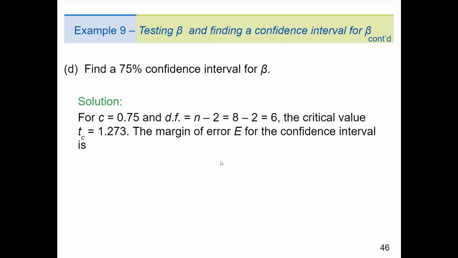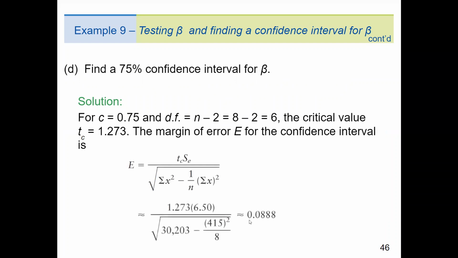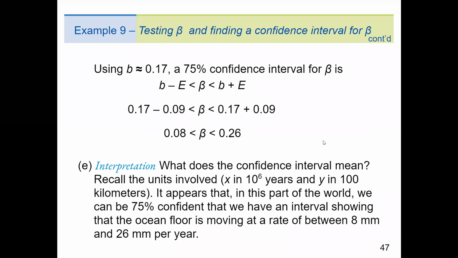All right, part d, find a 75% confidence interval for beta. For c equal to 0.75 and degrees of freedom equal to 6, the critical value t sub c equal to 1.273. The margin of error for the confidence interval is E, so you have to find your E first, which is roughly 0.0888. Again, make sure you're pausing and writing stuff down. I would recommend going through these before you do your homework.